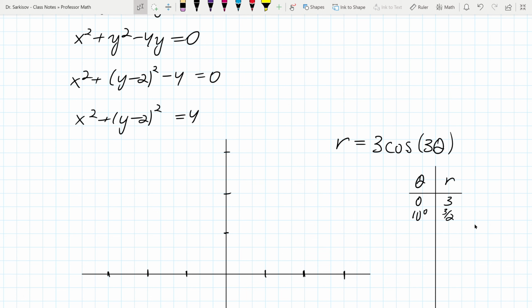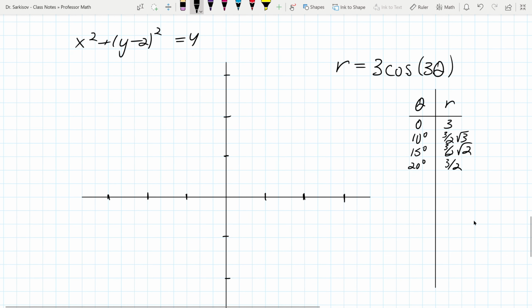3/2 root 3, right? What about putting in 15 degrees? I'm getting a 3/2 root 2, okay? Because I'm getting 45 degrees there. Let me try 20 degrees. Actually, at 20 degrees, I get a 3/2. Okay? And then you continue going, and let's say 30 degrees. I get a 0. Interesting, right?